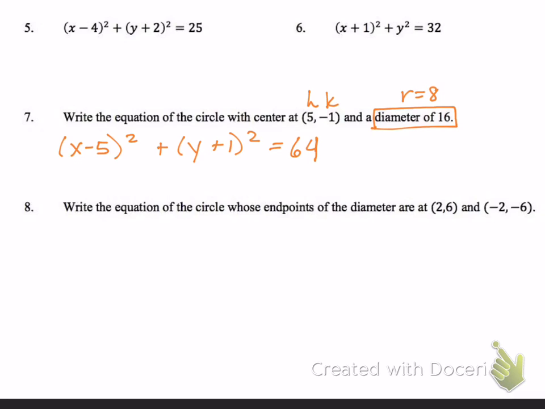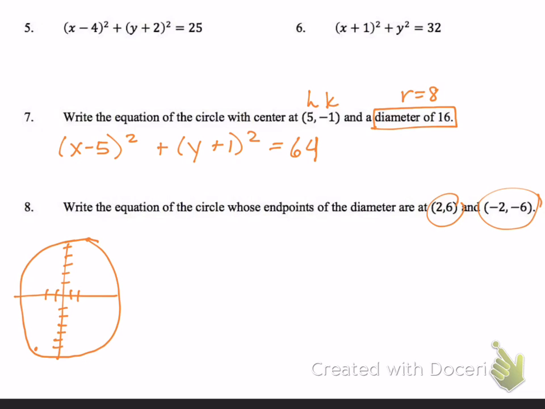So for number 8, this is where the distance formula comes in and the midpoint. That's why we need to know these. It says write the equation of a circle whose endpoints of the diameter are 2, 6, and negative 2, 6. So sometimes it helps me to draw a picture. I don't know why. I just sometimes do. So I'm just going to draw this. And then the circle looks something like this, so this one's 0, 0. It's a terrible picture, but it looks something like this. And then it gives me the diameter right here.